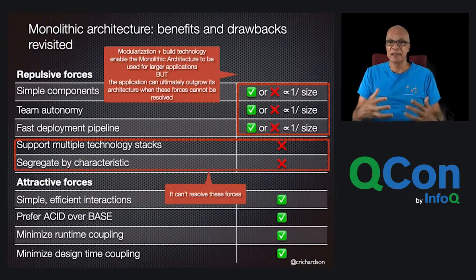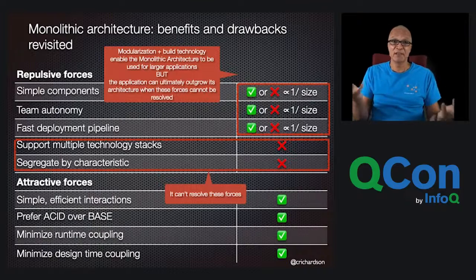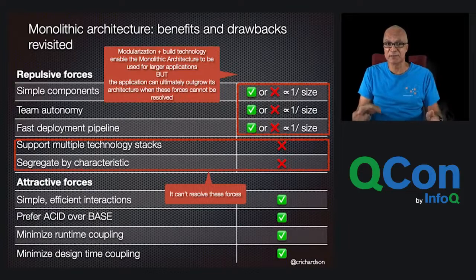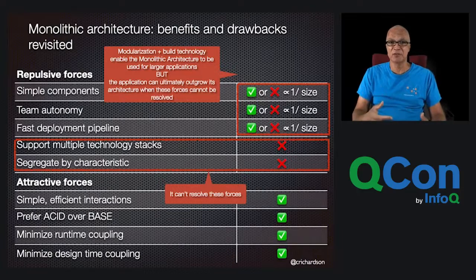Furthermore, the monolithic architecture cannot resolve the last two dark energy forces. It can only use a single technology stack. As a result, you need to upgrade the entire code base in one go, which can be a significant undertaking. Also, since there's a single component, there's no possibility of segregating subdomains by their characteristics. The monolith is a mixture of subdomains with different scalability requirements, different regulatory requirements, and so on and so forth.